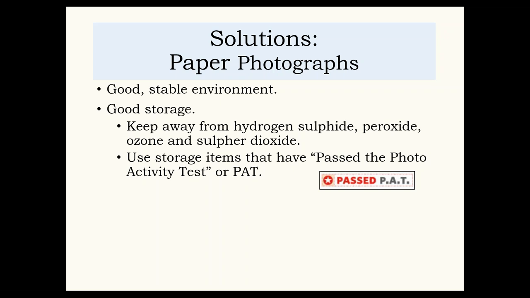Also, keep it away from other chemicals and things like hydrogen sulfide, peroxide, and sulfur dioxide, and use those archival materials that have passed the photographic activity test. That's what the PAT symbol is that you see at the bottom, and you can see that on things. You can buy things like that at some of the craft stores. And Dolly has a list of all the archival supply stores.